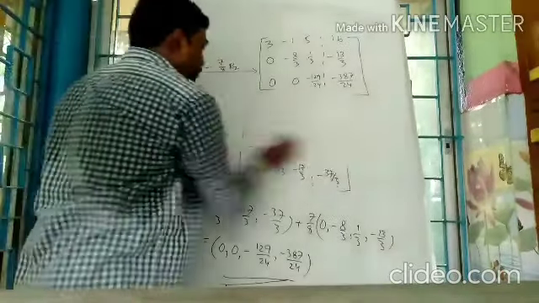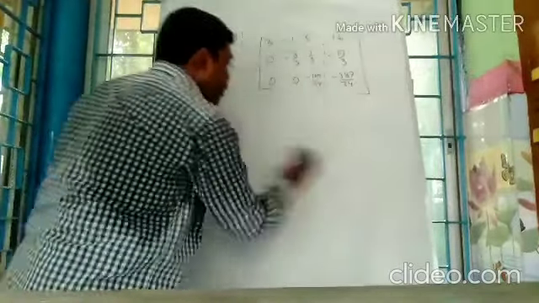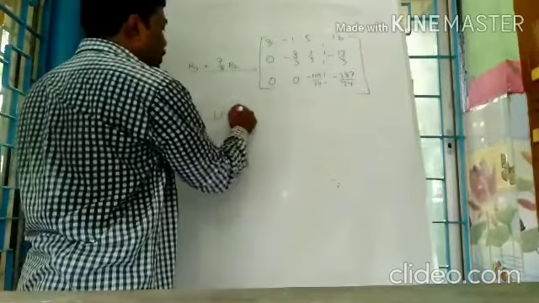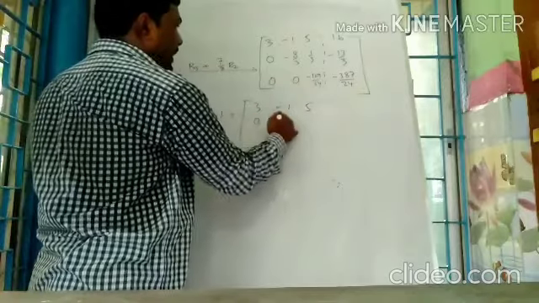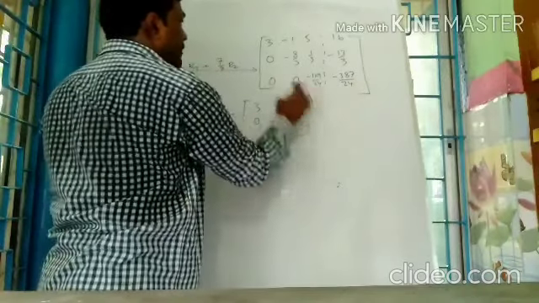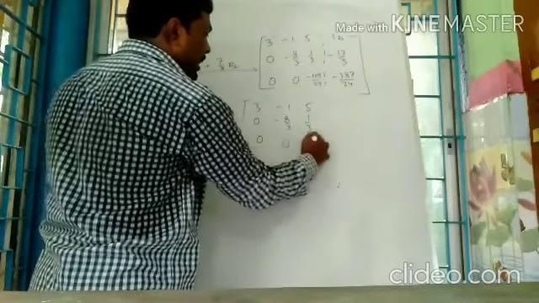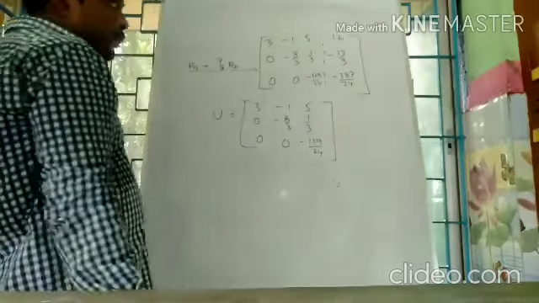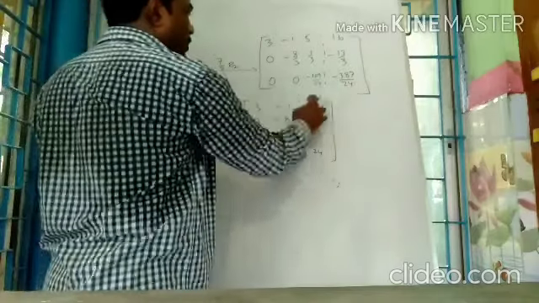Now see, this is the reduced upper triangular matrix U. So U equals, U is what? U is [3, -1, 5; 0, -8/3, 1/3; 0, 0, -129/24].